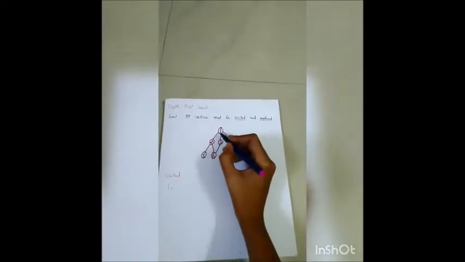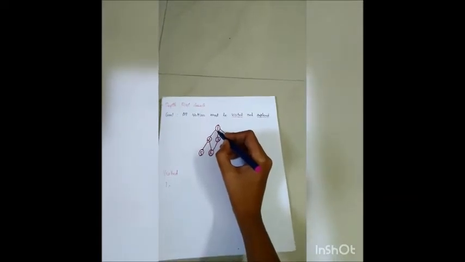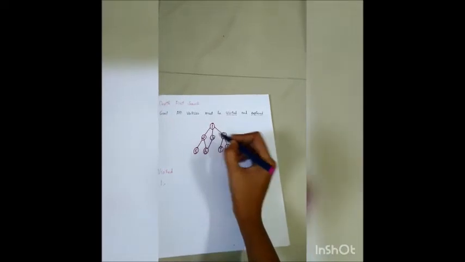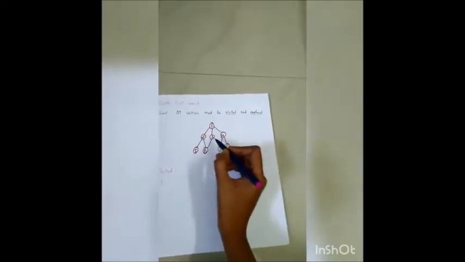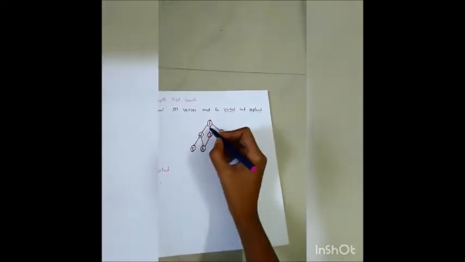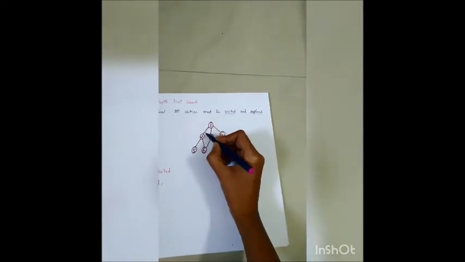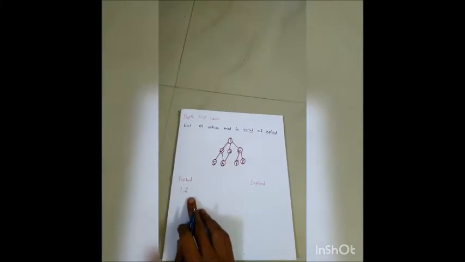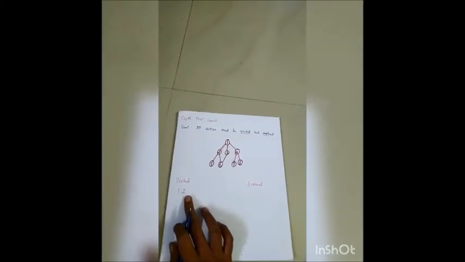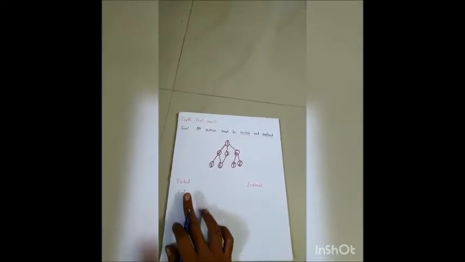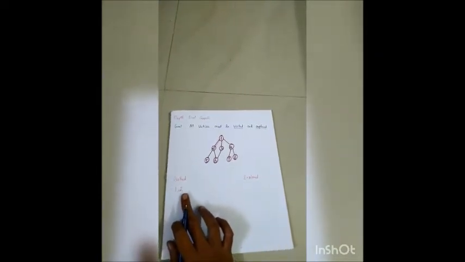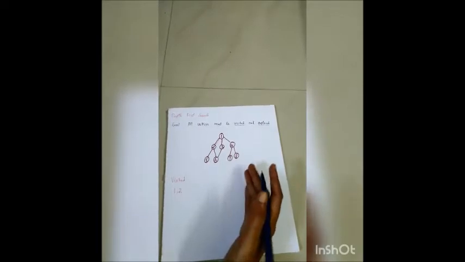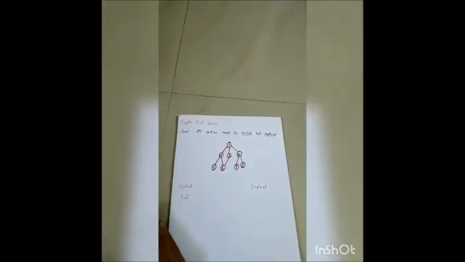Here we will start exploring vertex 1. So the adjacent vertices to vertex 1 are 2, 3, 4. Now we will start from 2. Now vertex 2 is visited. Now we have to suspend the exploration of vertex 1 and we should start exploring vertex 2. That is the difference between breadth first search and depth first search.